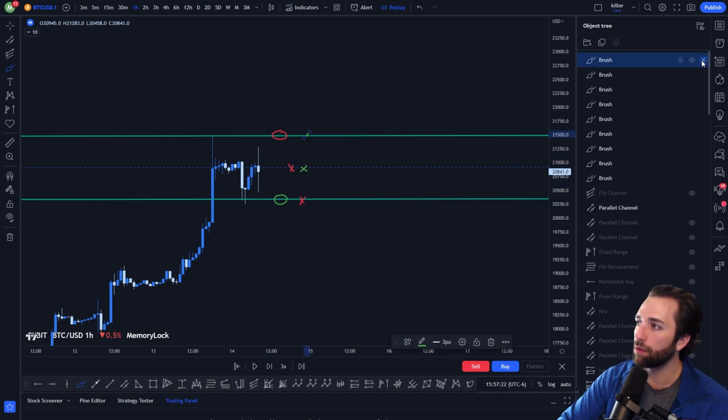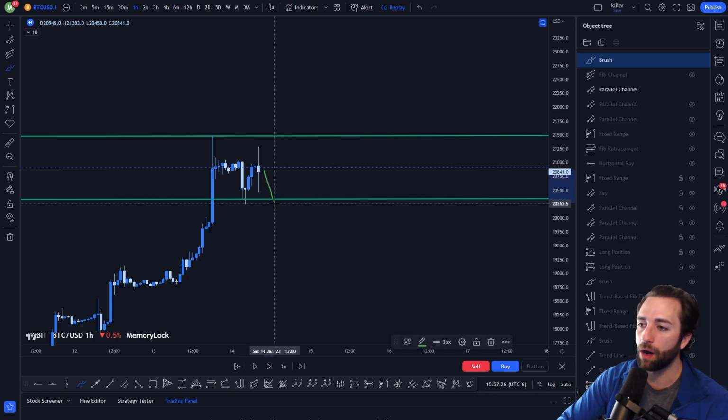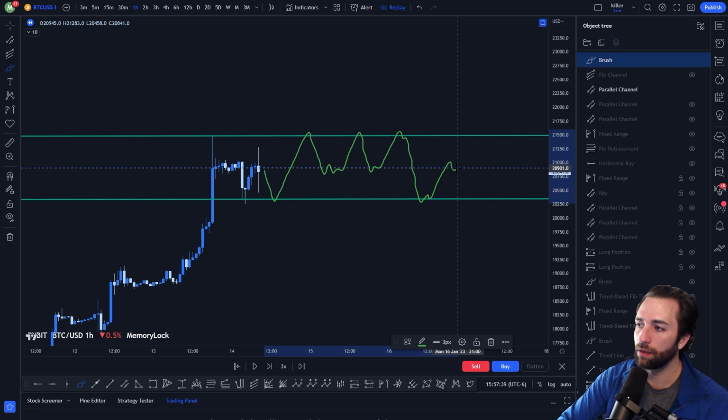Sometimes you'll get ranges that will simply do this. You'll long the bottom, short the top, take profit at the midline every time, right? Well, maybe it goes like this, and you short the top again, and you short the top again before it then comes down like this. Right?